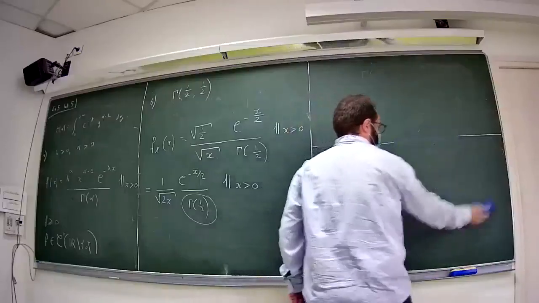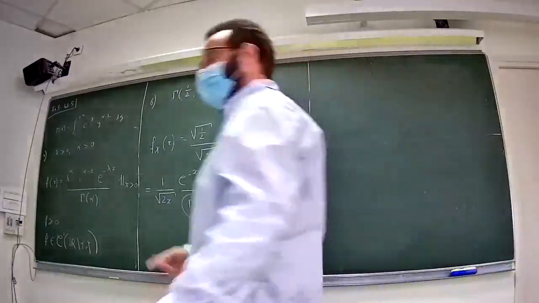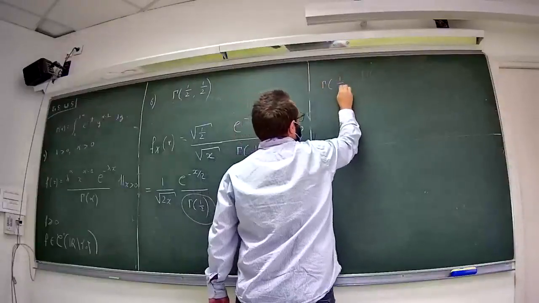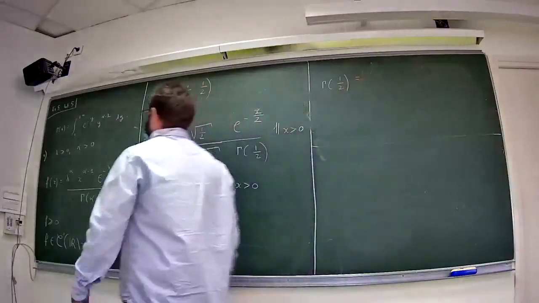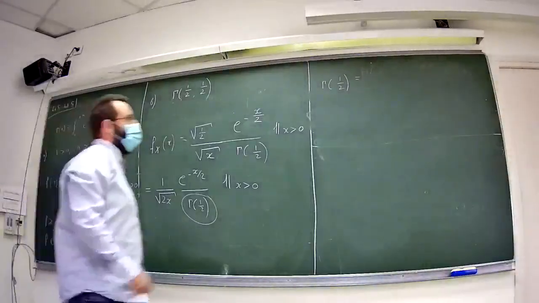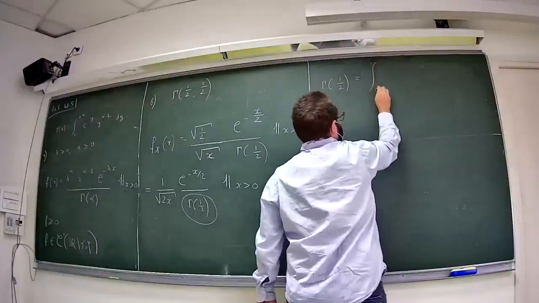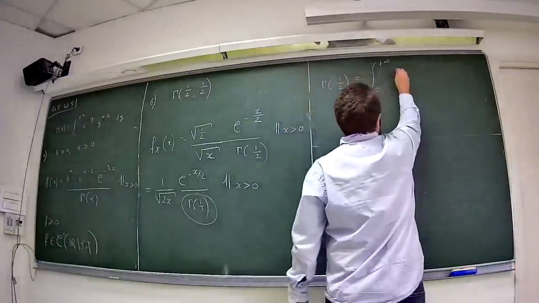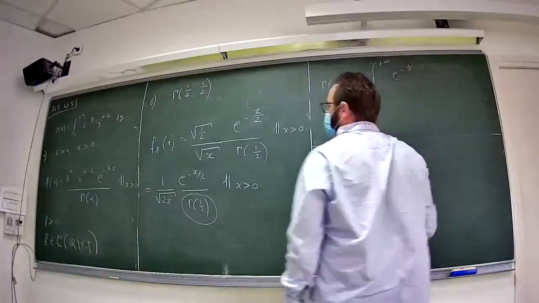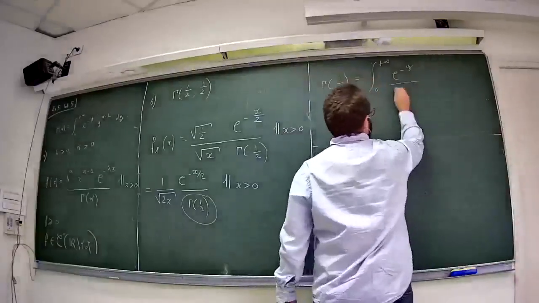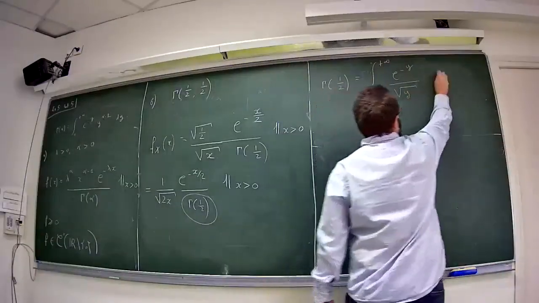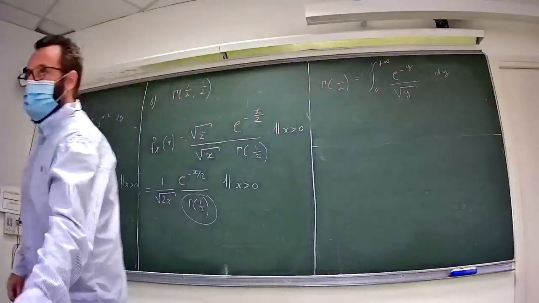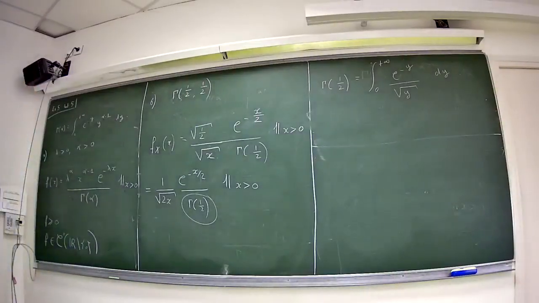So my job now is to compute gamma of 1/2. What is gamma of 1/2? I just plug in: it is the integral between 0 and plus infinity of exponential minus y over the square root of y, dy. It's what I want to compute.